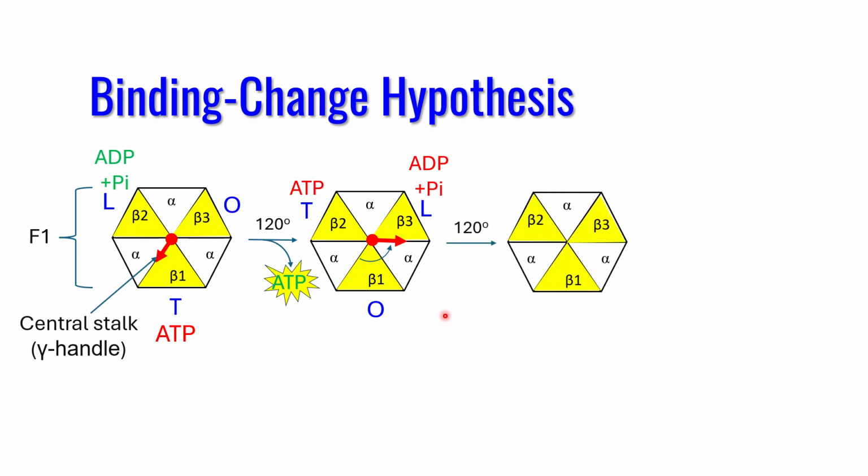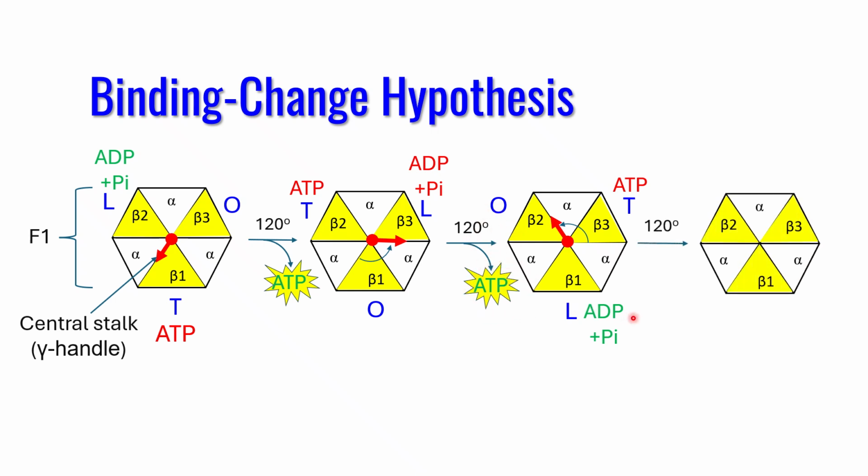In the second round of 120 degrees rotation, the gamma handle will align in this position, and again there will be changes in the conformation shown here. T will become O, thereby liberating ATP into the medium. O become L, allowing binding of ADP and PI, and L will become T, making ATP. So in the second round of 120 degrees rotation, second molecule of ATP has been produced.